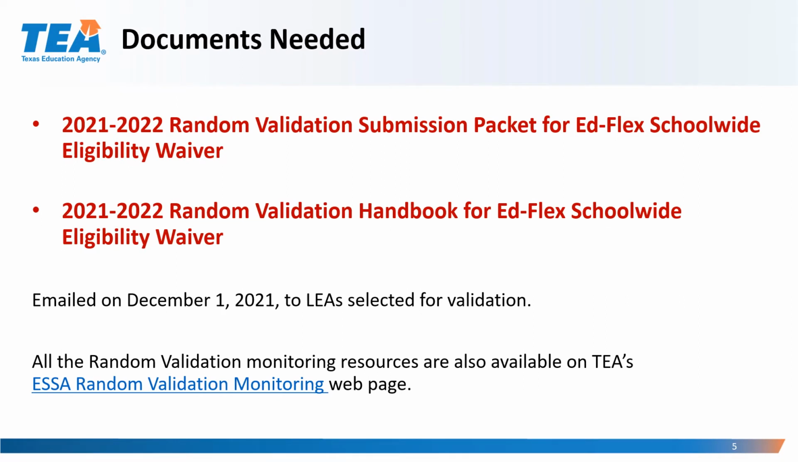To complete this validation, the LEA will need the 2021-2022 Random Validation Submission Packet and Handbook that are specific to the Ed-Flex Schoolwide Eligibility Waiver. These were emailed on December 1st, 2021 to those LEAs that were selected for this validation. All the random validation monitoring resources are also available on TEA's ESSA Random Validation Monitoring webpage.